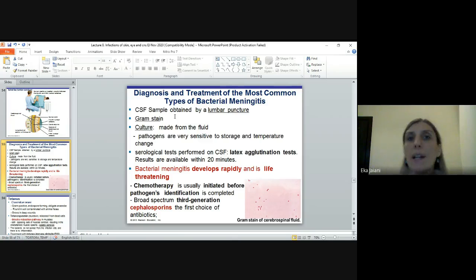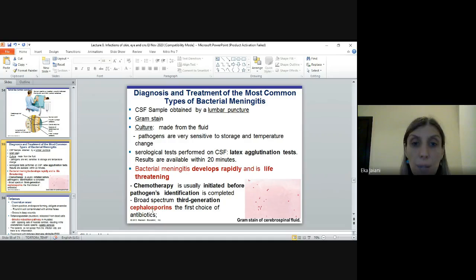So gram stain can give us some information, and also we can culture microorganisms from the cerebrospinal fluid under laboratory conditions, then identify them, and we can also do serological tests to identify the causative agent. And usually chemotherapy, so antibiotic therapy, is initiated before pathogen identification because it's a severe case. So disease can progress and can be fatal. Meningitis, especially bacterial, is very, very serious.